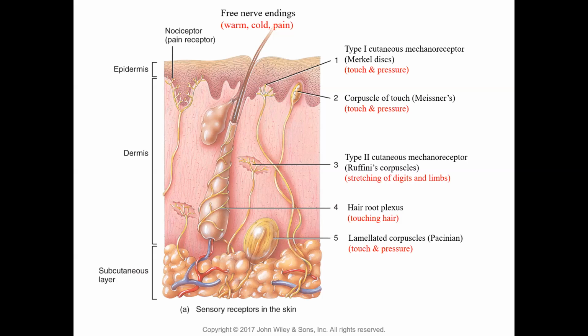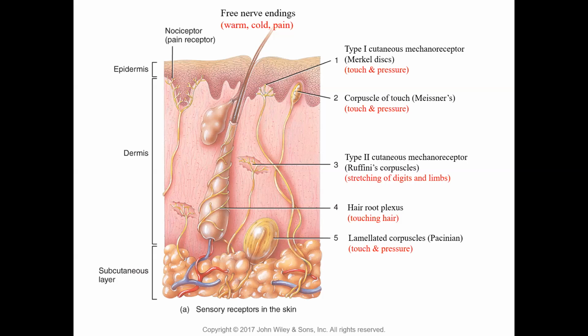Number 3 is the type 2 cutaneous mechanoreceptor, also known as Ruffini's corpuscles, and they are responsible for the stretching sensation of digits and the limbs. These are found in the dermis, the ligaments, and the tendons. These are also encapsulated nerve endings. Number 4 is the hair root plexus. As the name suggests, this is found in the hair roots, surrounding the hair follicle. These are free nerve endings, and if just the hair is touched and not the skin, we can still feel it, and that's because of these nerve endings. Number 5 is the laminated corpuscle, also known as Pacinian corpuscles.